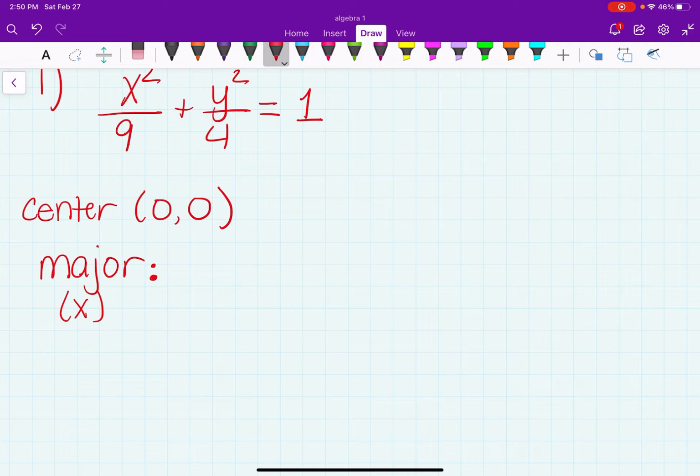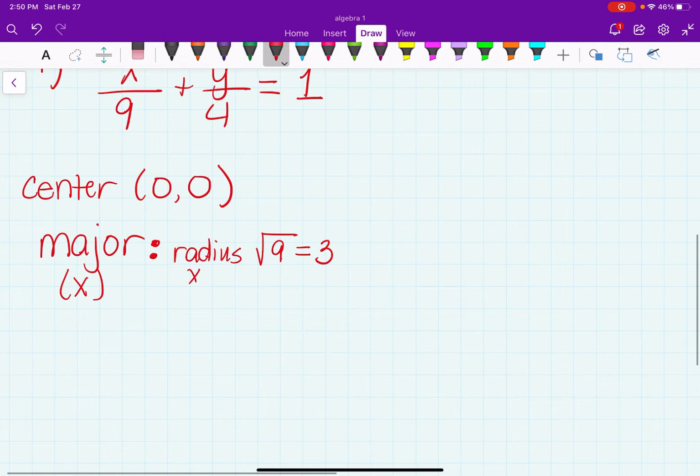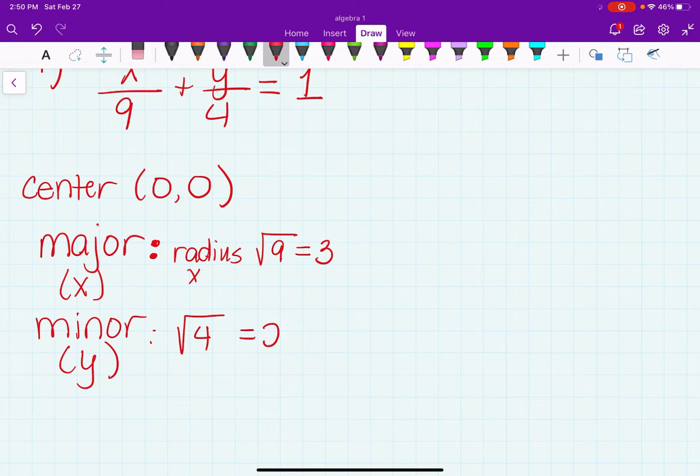To find the radius in the x direction, we're going to take the square root of the 9. So the radius in the x direction is 3. That leaves our minor axis as y, because it's the smaller number. We just take the square root of whatever's underneath the y, and that's going to be our radius in the y direction.